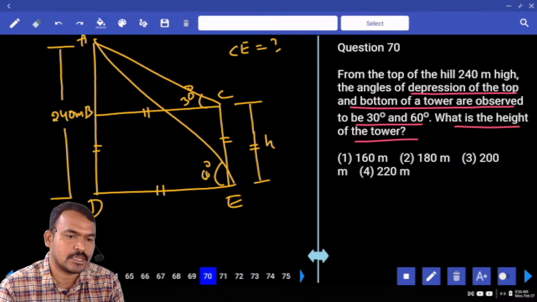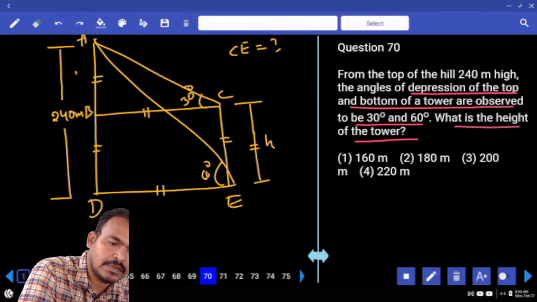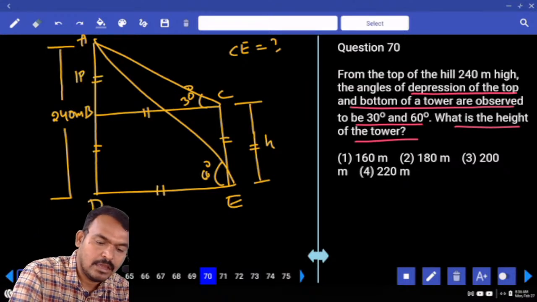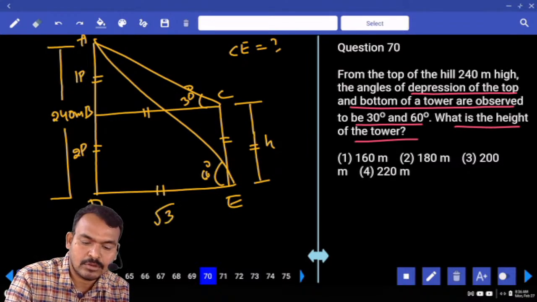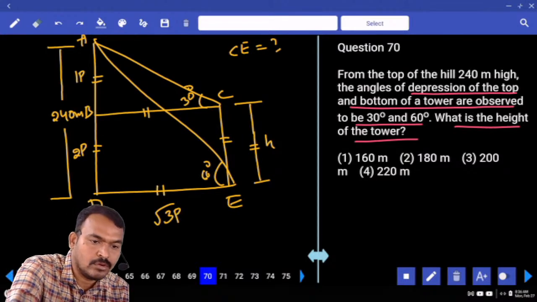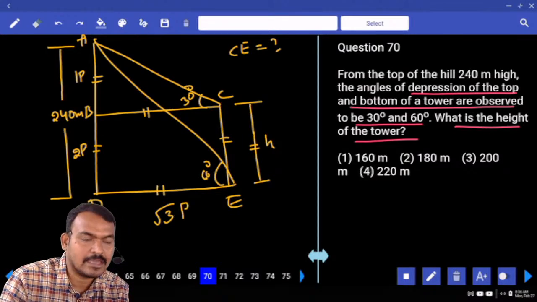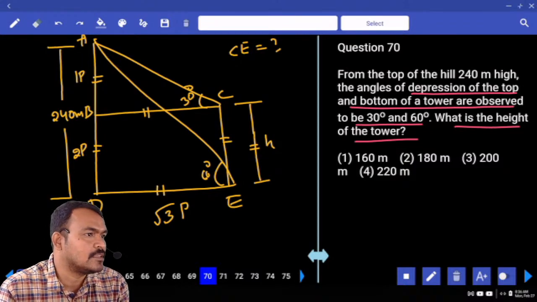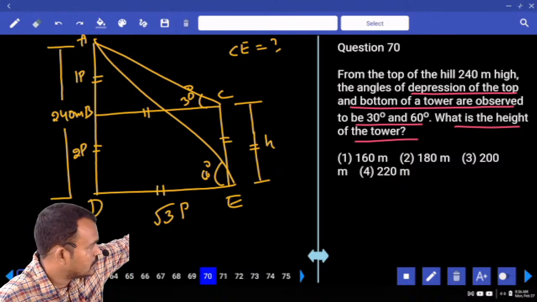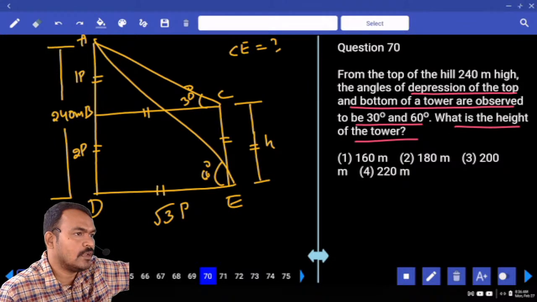30 and 60. And AB is considered how many parts? 1 part. And BD is how many parts? 2 parts. And DE will be how many parts? Root 3 parts, or not? Root 3 parts. We know the angles, or not? What angles are given? 30 and 60. What is the sides ratio? 1:2 and root 3, or not?